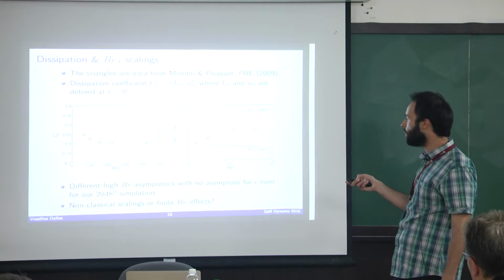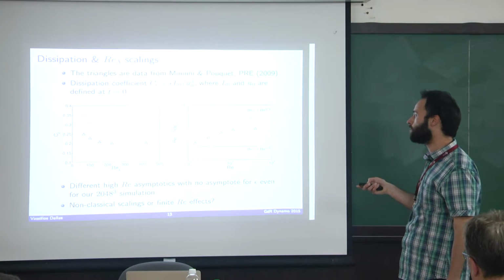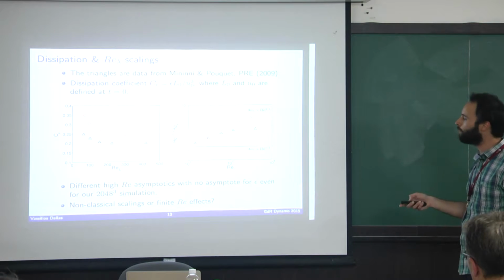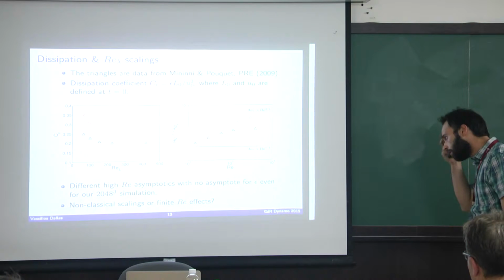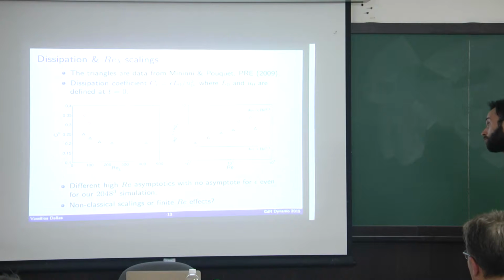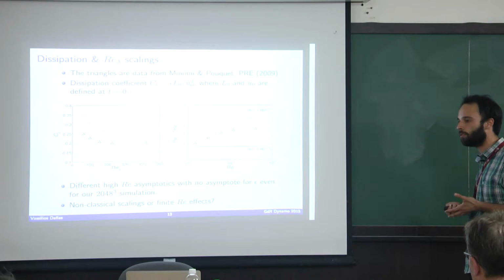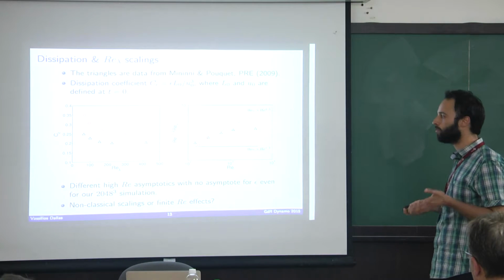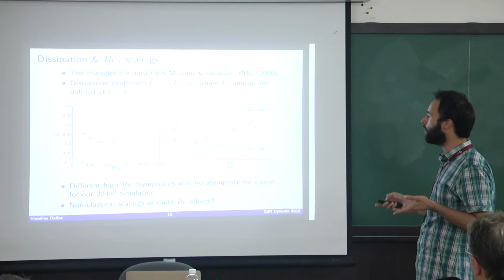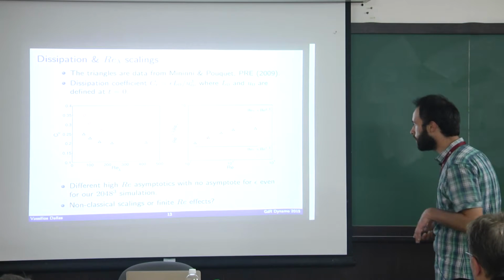However, for our data, the normalized dissipation doesn't seem to reach an asymptote, even for a 2,000 cube simulation that we managed to do at the time. So we seem to have different high Reynolds number asymptotics, with no asymptote for the dissipation rate, even for this high RE lambda.